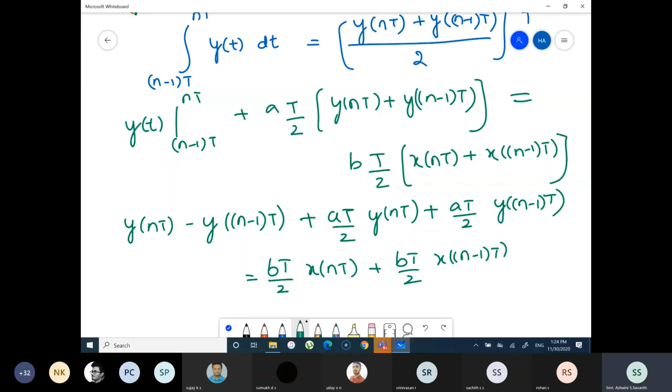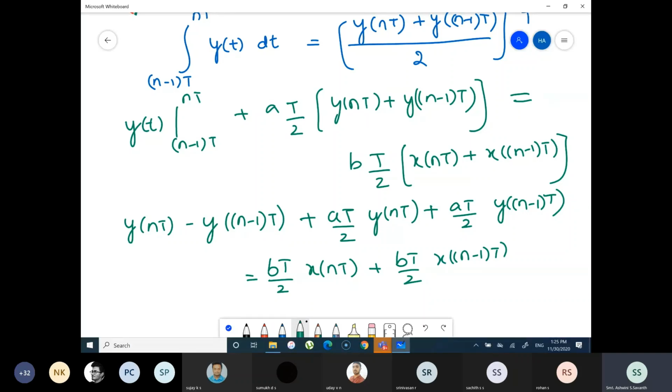Now this T is nothing but the sampling period. That's how you convert the analog signal to a digital signal, isn't it? With the process of sampling, you're converting the analog signal to digital signal. So something similar we are doing here.